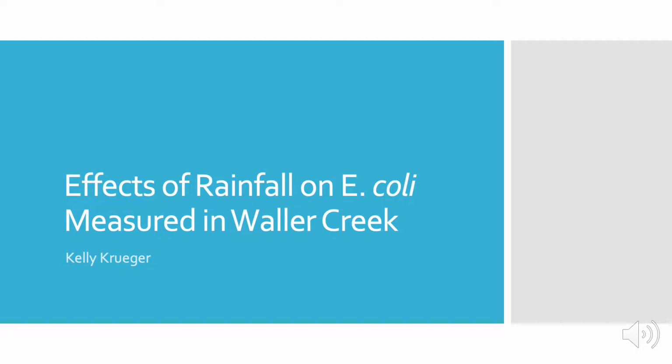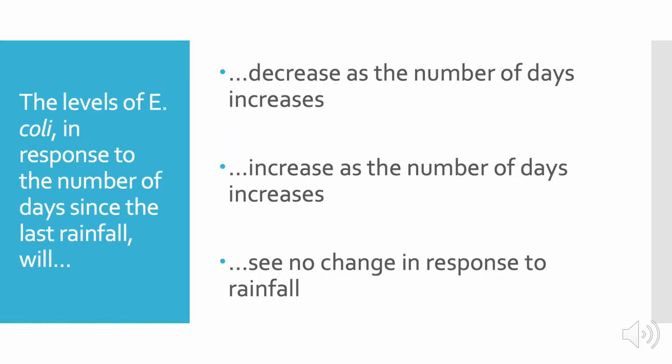The effects of rainfall on E. coli measured in Waller Creek. This experiment has 3 possible conclusions in determining whether or not rainfall has an effect on E. coli in Waller Creek. The levels of E. coli, in response to the number of days since the last rainfall, could decrease as the number of days increases, increase as the number of days increases, or see no change in response to rainfall.